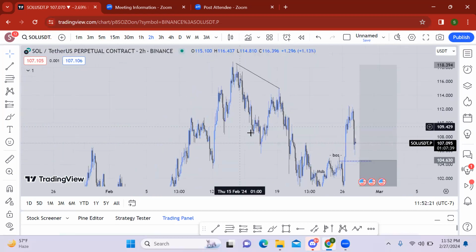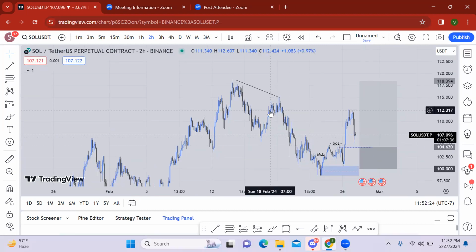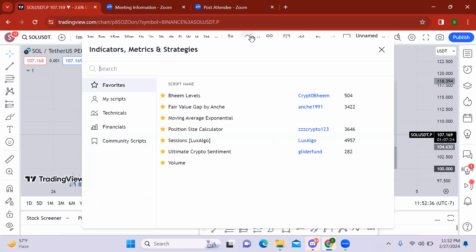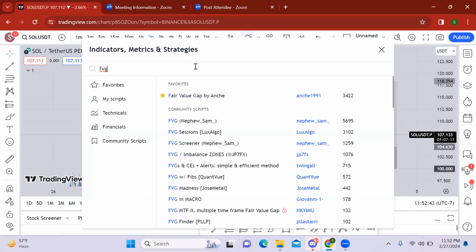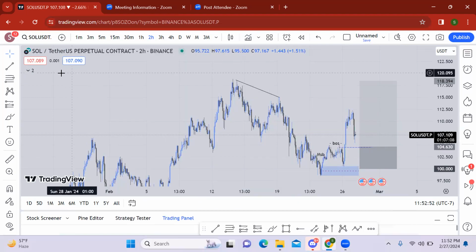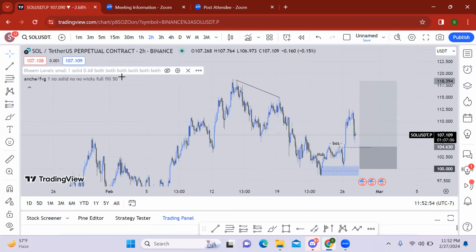So back to the last point, the most favorite of newbies. Newbies will be very happy after this. Your indicators. So you can use indicators for imbalances as well. I use FVG, Fair Value Gap by Inch. This one, Inch. So you can select this one. I will give you settings here.